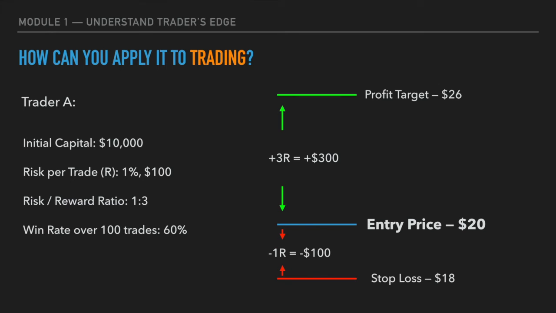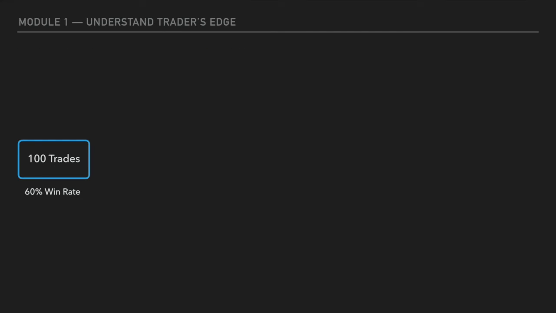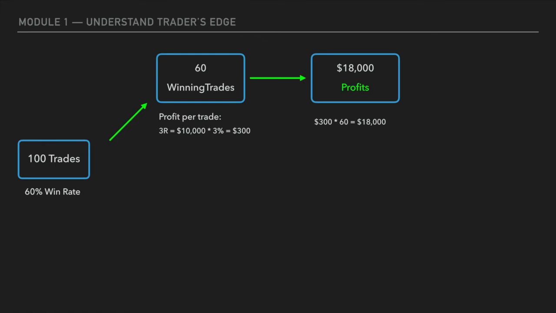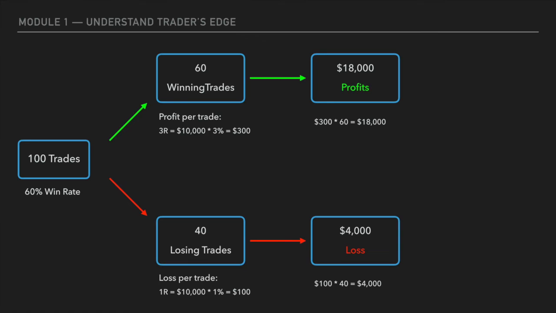So in 3 months' time, Trader A made 100 trades in total. Based on her trading system, her win rate is 60%, so she has 60 winning trades out of 100 trades. Each winning trade profits $300, so she earns in total $18,000 from her winning trades. Now what about losing trades? In total, Trader A had 40 losing trades, and she loses $100 in each losing trade. So her total loss is $4,000.